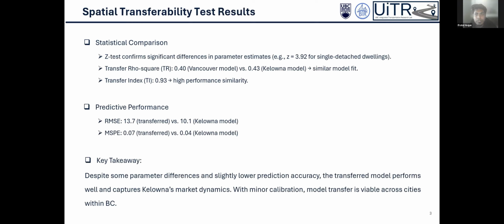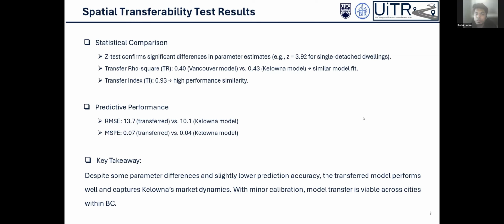So now for the transferability test results. For statistical comparison, the Z-test confirms significant differences in parameter estimates for spatial transferability. For example, the Z value was 3.92 for single detached dwelling. So if it's more than 1.96, we assume that yes, it's significantly different. The transfer rho square value is 0.4 for the Vancouver model versus 0.43 for the Kelowna model.